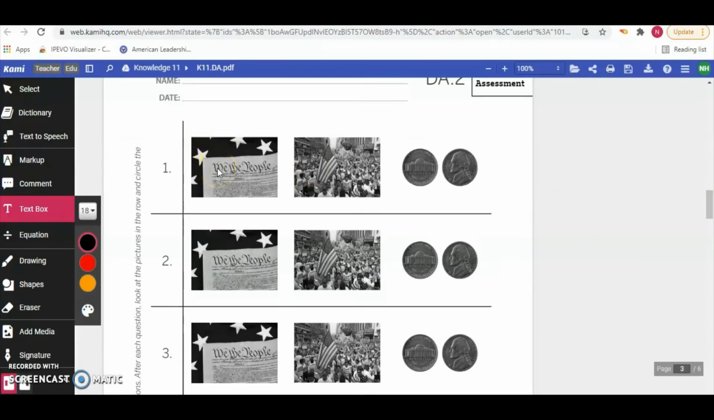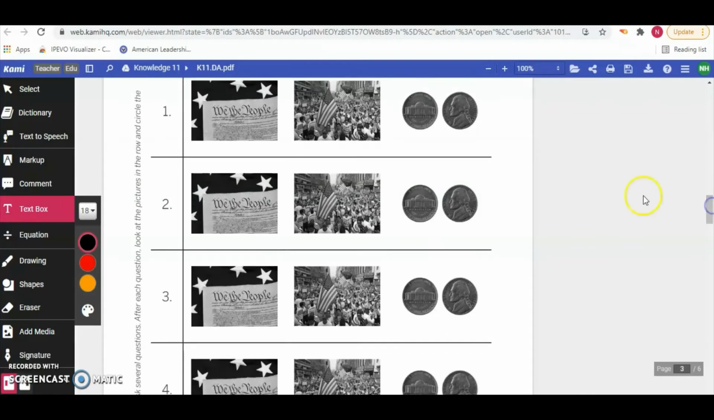Number 1. What is the motto of the United States that is found on the back of all U.S. coins? Remember, this motto means out of many, one. Is it "We the people," protesters, or E pluribus unum? Number 2. Which of these pictures shows the first 3 words of the U.S. Constitution? We the people, protesters, or E pluribus unum?